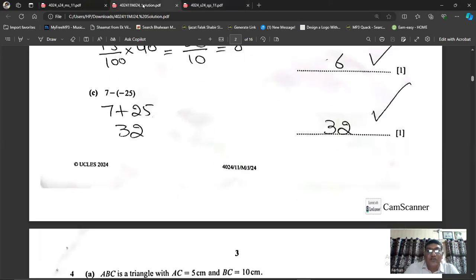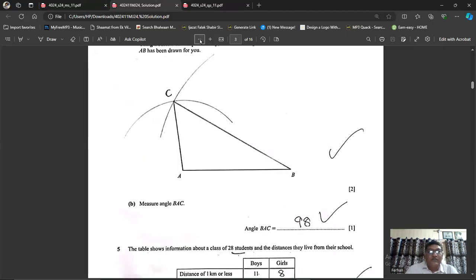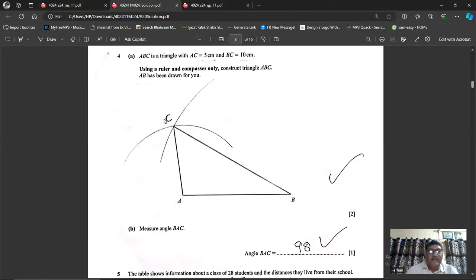So let me show you. I have done this here. So I open my compass 5 centimeter and I draw this arc. Then I open my compass 10 centimeter, draw this arc. Here these 2 points intersect each other. So what I will do, I will join the C point with the A. I will join the C point with the B.